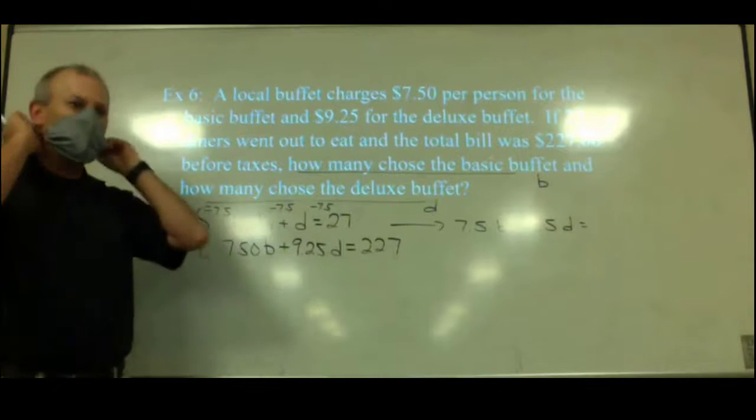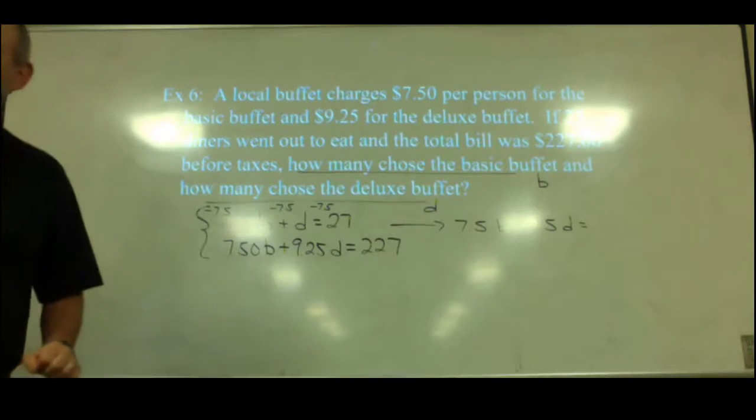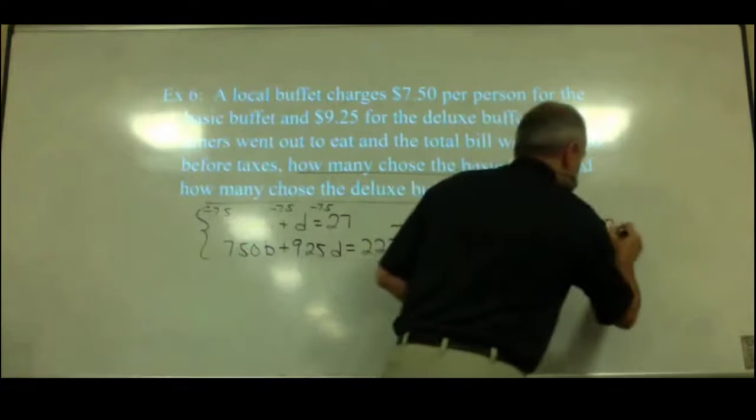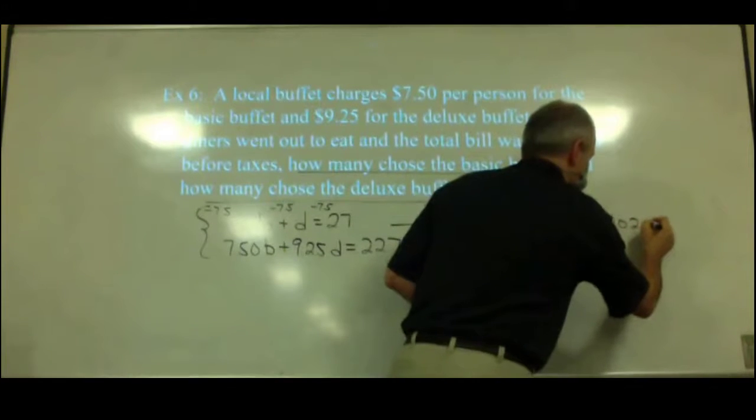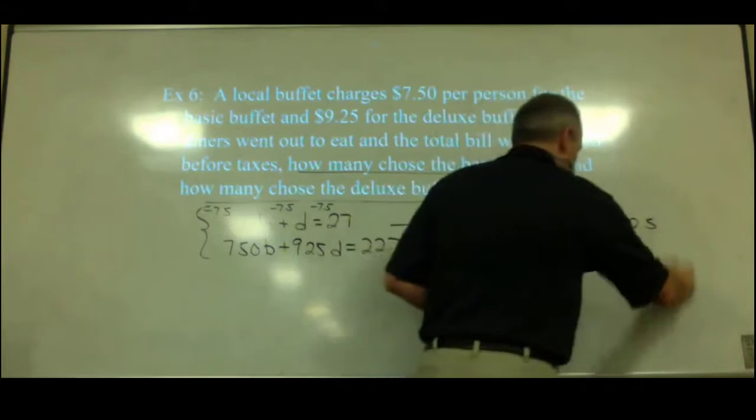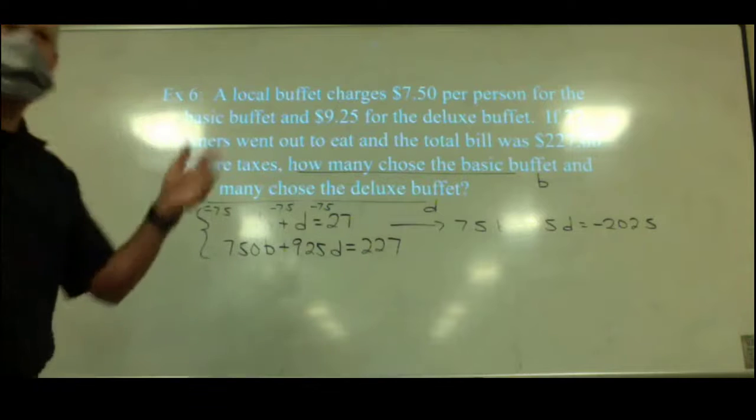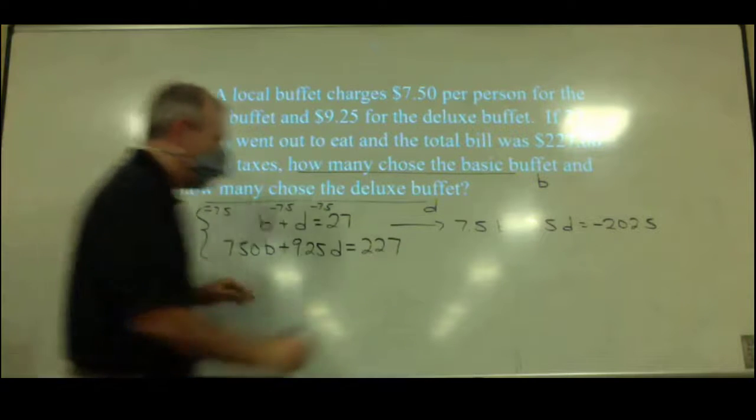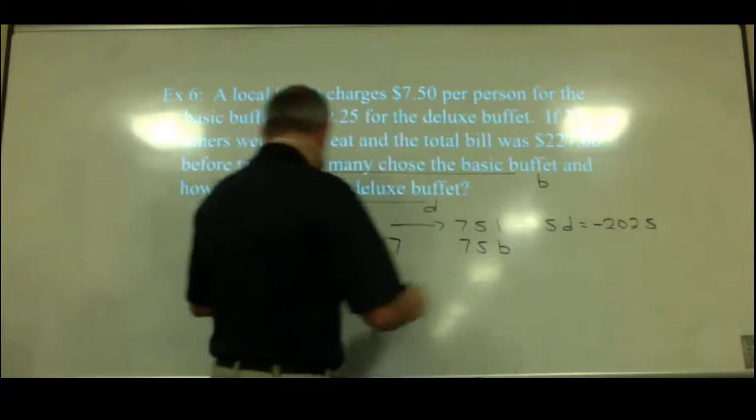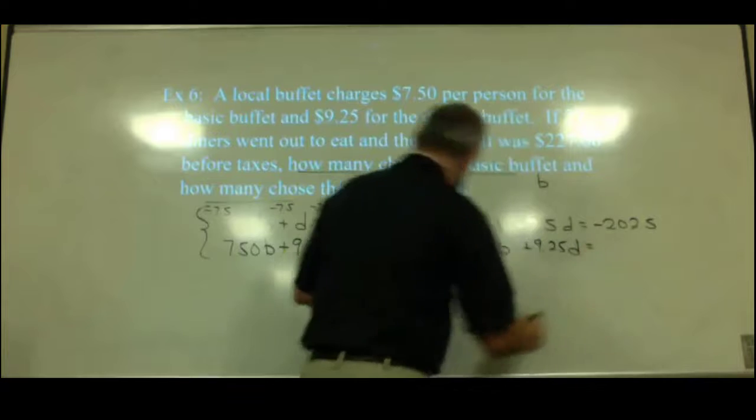27? I see some calculators. Negative 202.5. Okay. And you see that we don't really need the zeros on the end, right? Because it's after the decimal point. This one we're going to leave alone, but I'm not going to put those zeros on this time because we don't really need them. Plus 9.25b equals 227.